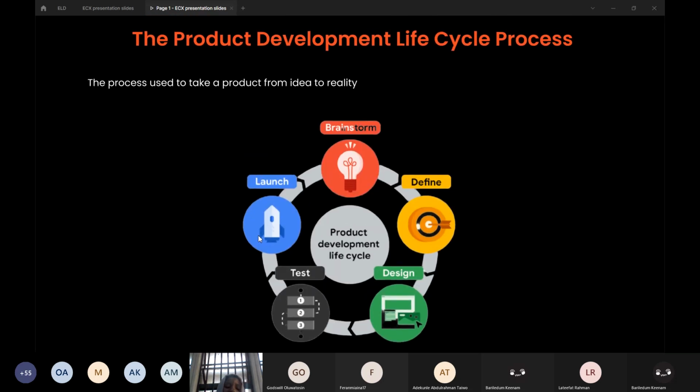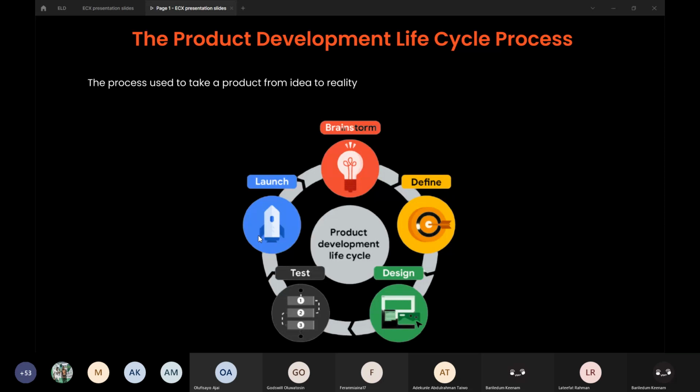Okay, moving on to the next, we'll be talking about the product development lifecycle. Every product in life that we want to build has certain stages or a specific set of steps that it passes through before it turns into a finished product. So we have 5 stages in the product development lifecycle. The process used to take a product from idea to reality is known as the product development life process, which includes brainstorm, define, design, test, and launch.